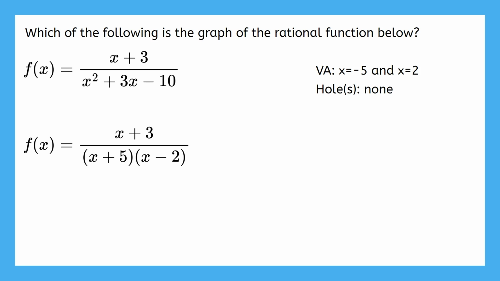We can see if there's a horizontal or oblique asymptote by comparing the degrees. Since the denominator has the larger degree, we have a horizontal asymptote of y equals 0.